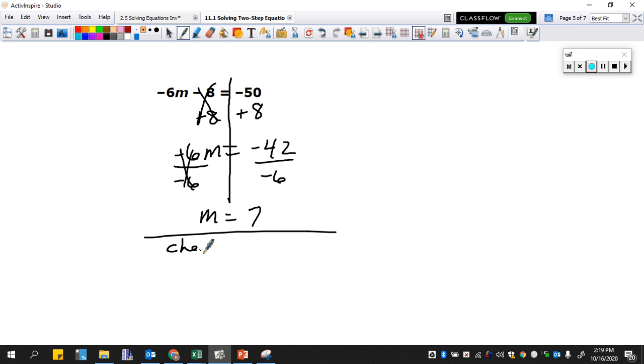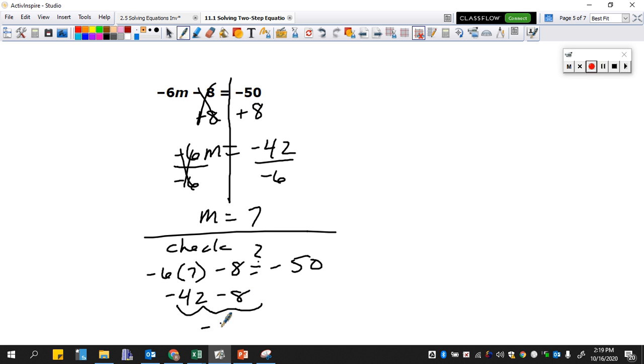Okay. You want to check. Negative 6 times 7 minus 8. Is that equal to negative 50? Well, negative 6 times 7 is negative 42 minus 8. And negative 42 minus 8 is negative 50. So that checks out.